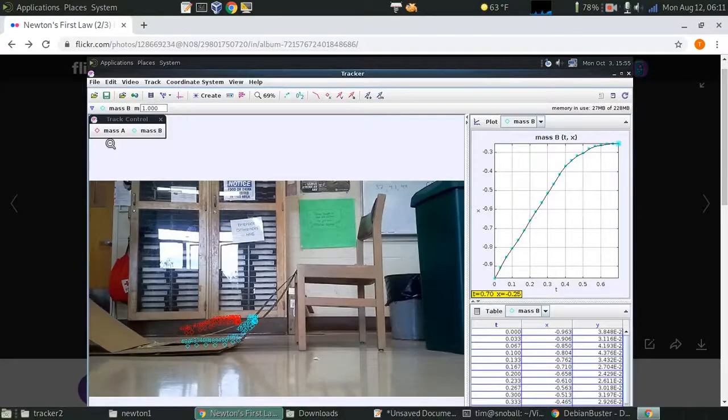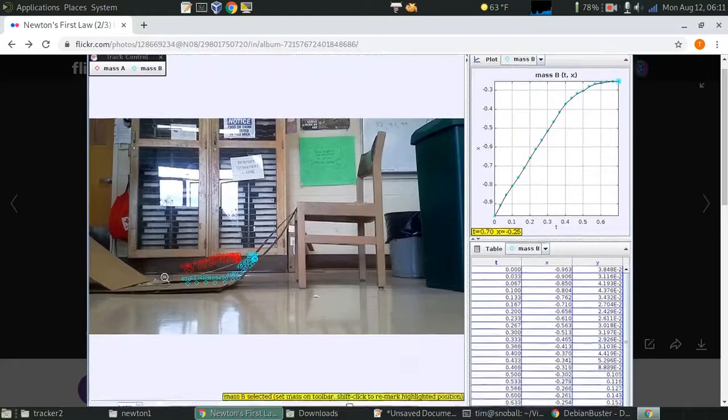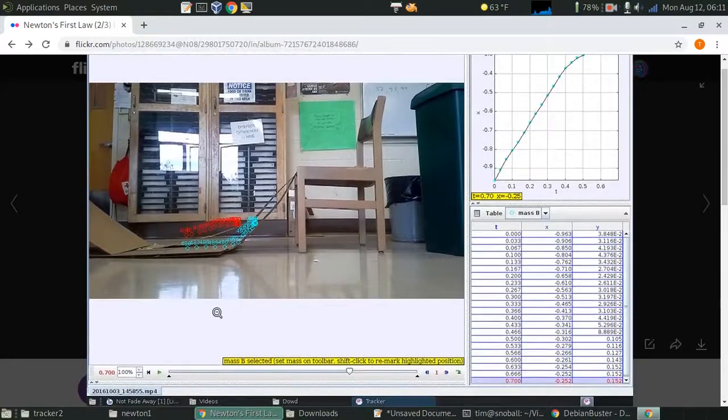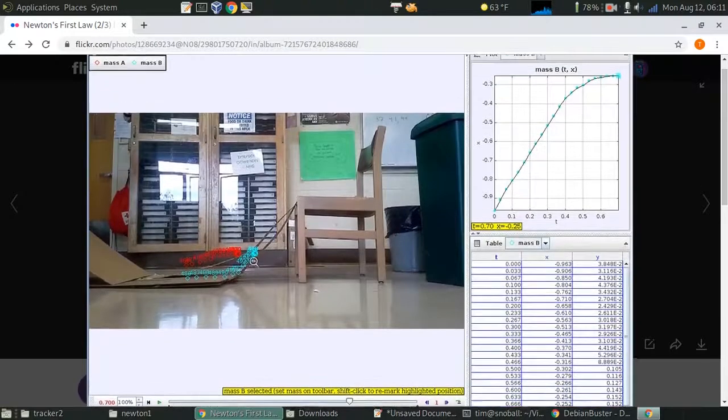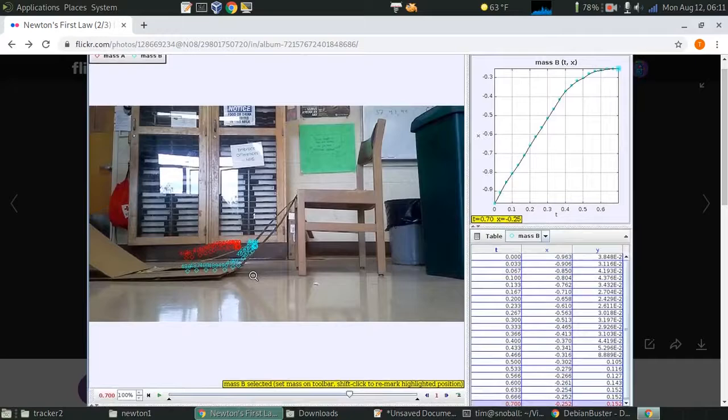So I plugged that video into Tracker, and you can see the results. Regardless of whether you were on the steep ramp or the shallow ramp, the tracks end at the same height. The two cylinders went to the same height.